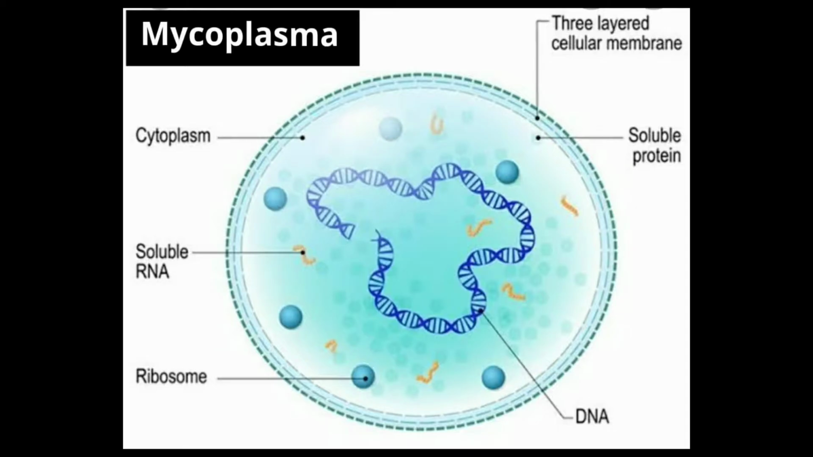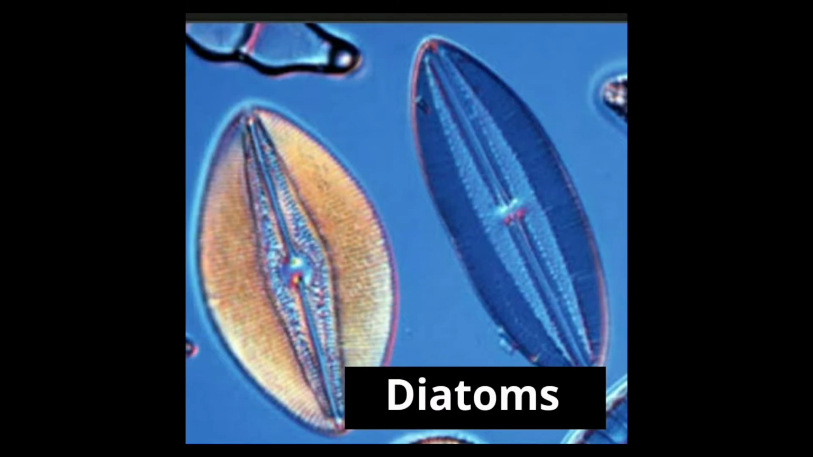And Mycoplasmas, these are the smallest prokaryotic organisms. The peculiarity is they don't have a cell wall. They are pleomorphic. That's why they are called jokers of the plant kingdom. They cause disease in plants and animals.